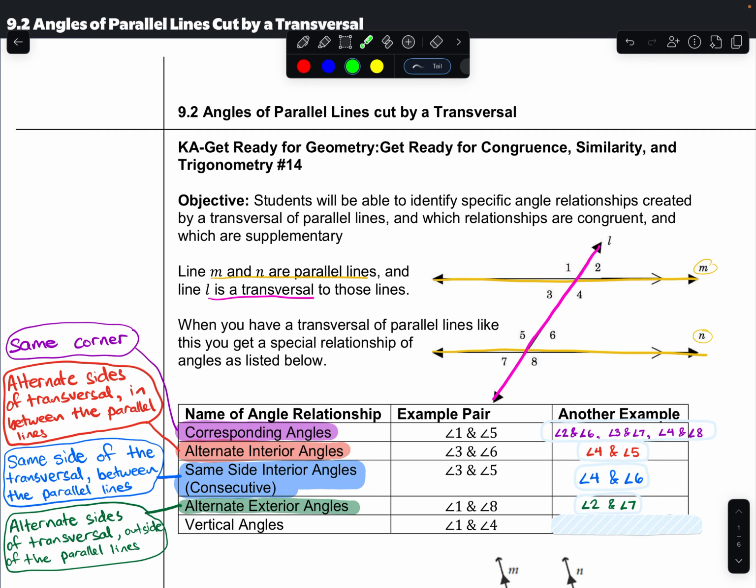Can you come up with any other vertical angles? You should have seen 3 other pairs of vertical angles. Angle 3 and 2 are vertical angles. Angles 6 and 7 are vertical angles. And angles 5 and 8 are vertical angles.